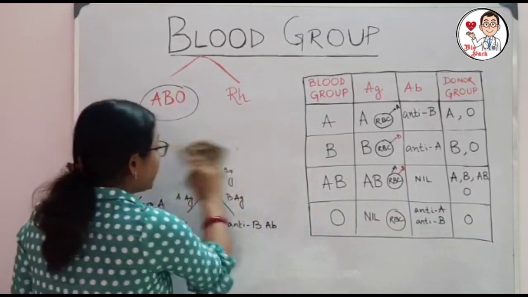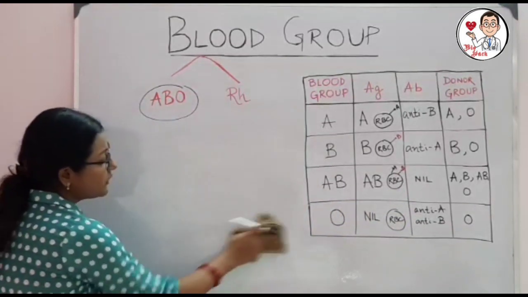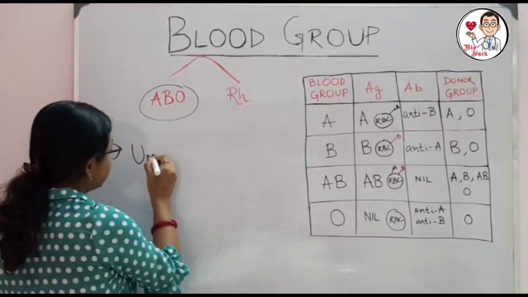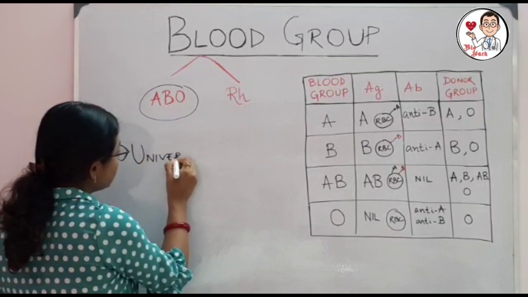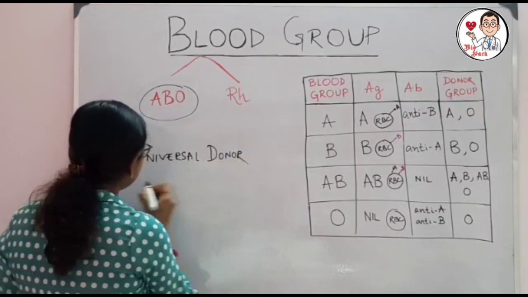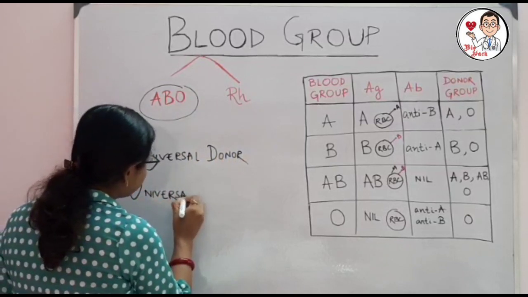Okay. Now, there are two words, universal donor and universal acceptor. What are these?